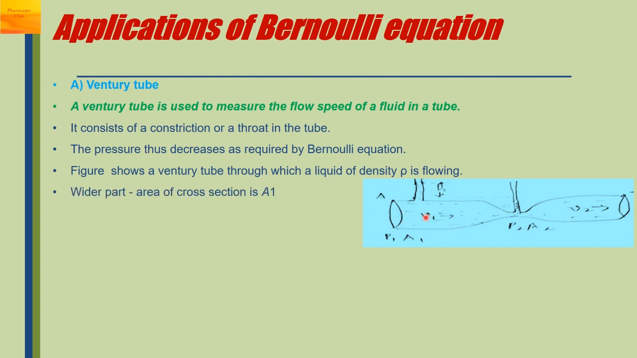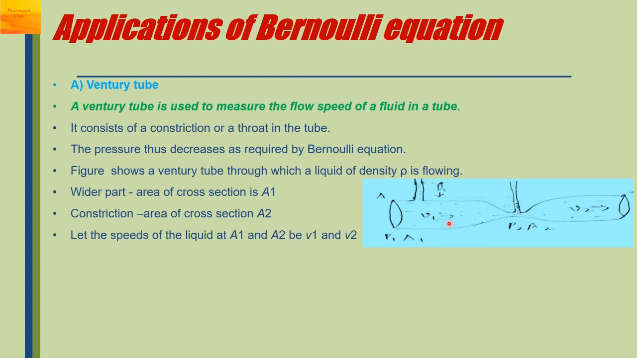This wider part will have an area of cross section which we will denote as A1, and the constriction part will have an area of cross section A2. We will denote the speeds. In the area of cross section A1, we will denote the speed as V1, and in the constriction part we will denote the velocity of the liquid as V2. In the same way, the pressures in the respective areas of cross section will be denoted as P1 and P2.